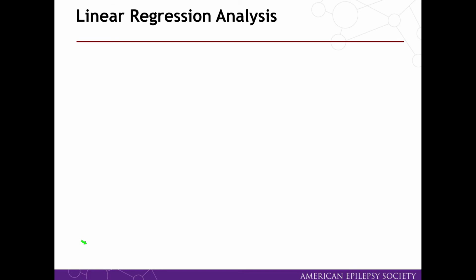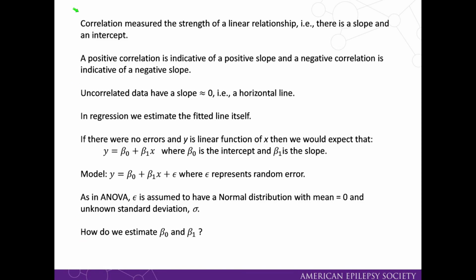Okay, the next major topic here is linear regression analysis. Recall that correlation measured the strength of a linear relation. In other words, there is a slope and an intercept. A positive correlation is indicative of a positive slope, and a negative correlation indicates a negative slope. Uncorrelated data have slope approximately 0. In other words, a horizontal line is the approximate fit. In regression, we estimate the fitted line itself. So these go hand in hand, regression and correlation.